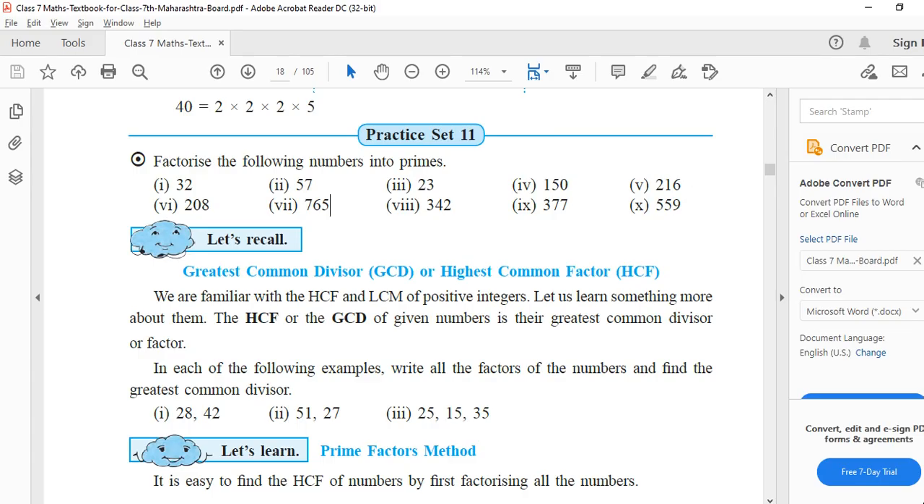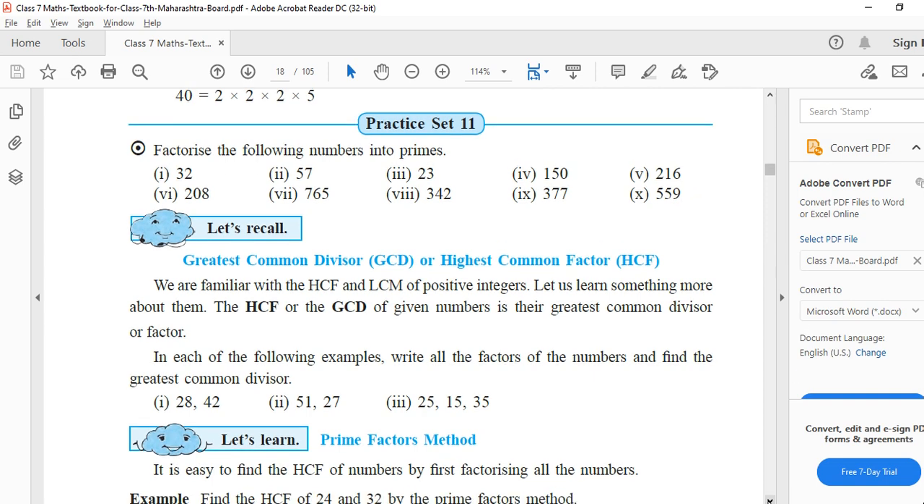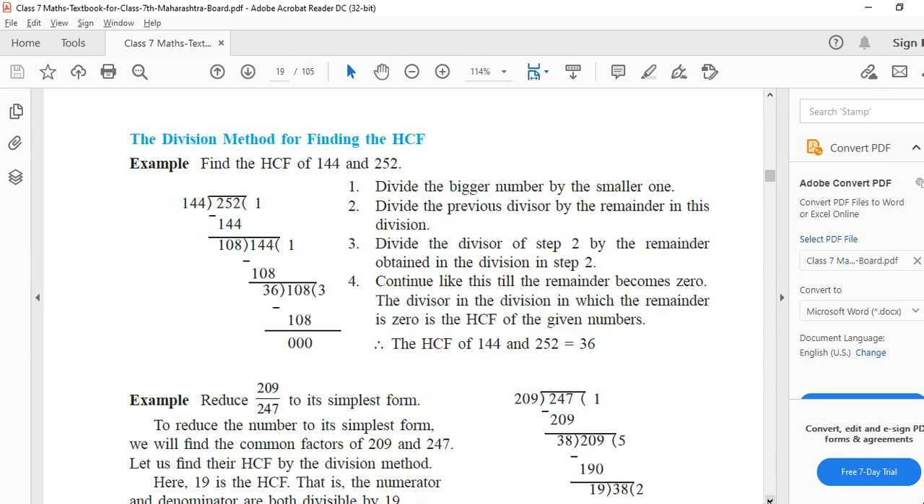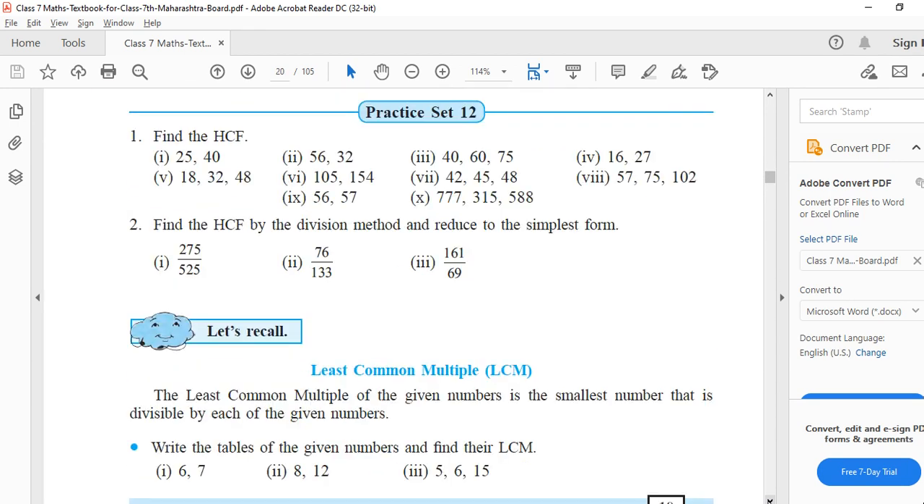Okay, so that's it for today's lecture. We have learned how to factorize a number into prime factors. Keep on practicing this. Our next lecture would be on exercise number 12, wherein we have to find the HCF. So you need to practice this thoroughly, so that it will be easy for you to understand.